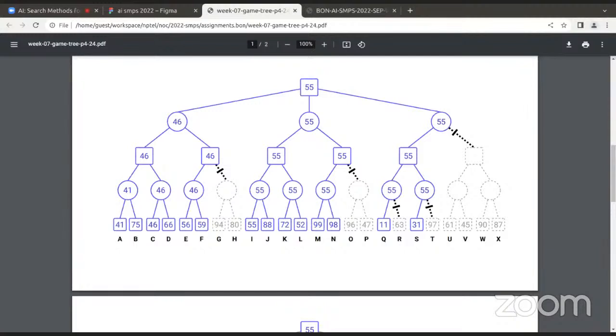Look, 11 is the minimum. The parent of Q receives 55 from above, coming in. And now when it looks at Q, it says 11. So anything less than 11 is what the parent of Q is going to pick up. That is, this is going to pick up 11 or less. But already I have a 55. So I'm not interested in any value less than 55.